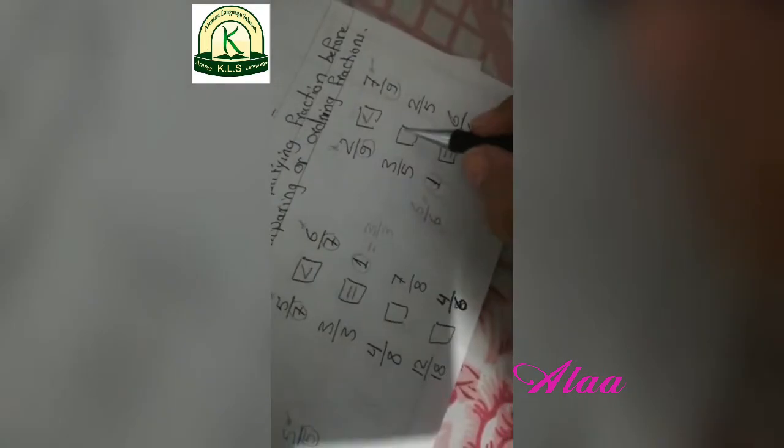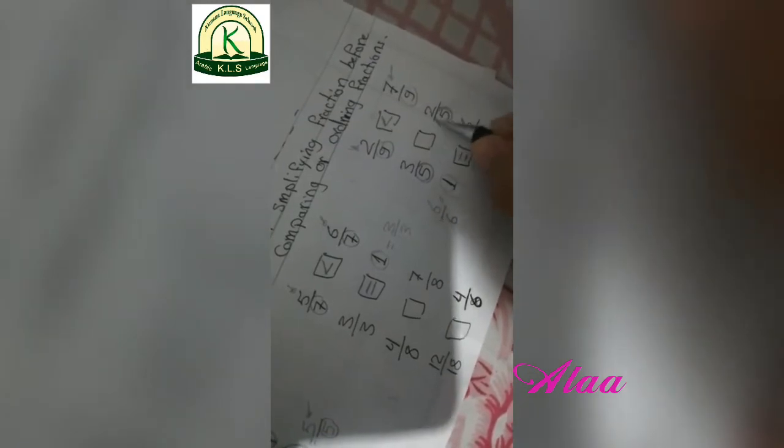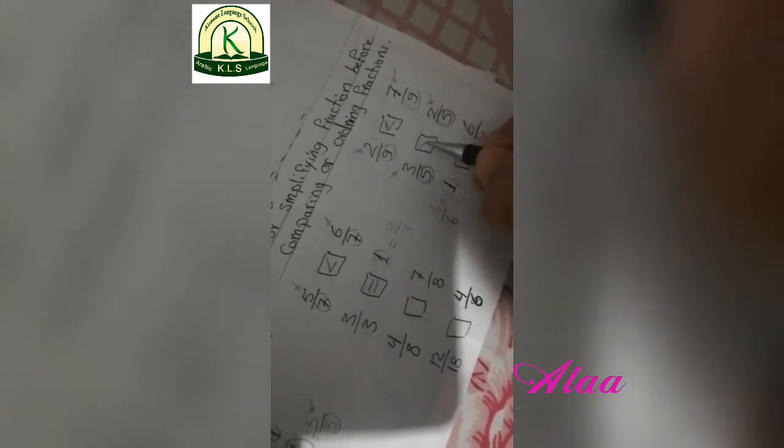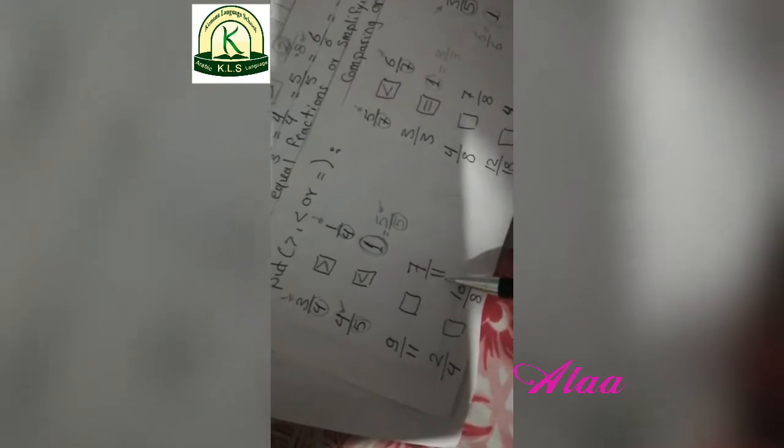3 over 5, 2 over 5. The denominators here are equal, so look at the numerator. The bigger numerator is the bigger fraction. Here is 3 and here is 2. 3/5 is bigger than 2/5. Here 9 over 11, 7 over 11. The denominators are equal, so the bigger numerator is the bigger fraction. 9 is bigger than 7, so 9 over 11 is bigger than 7 over 11.